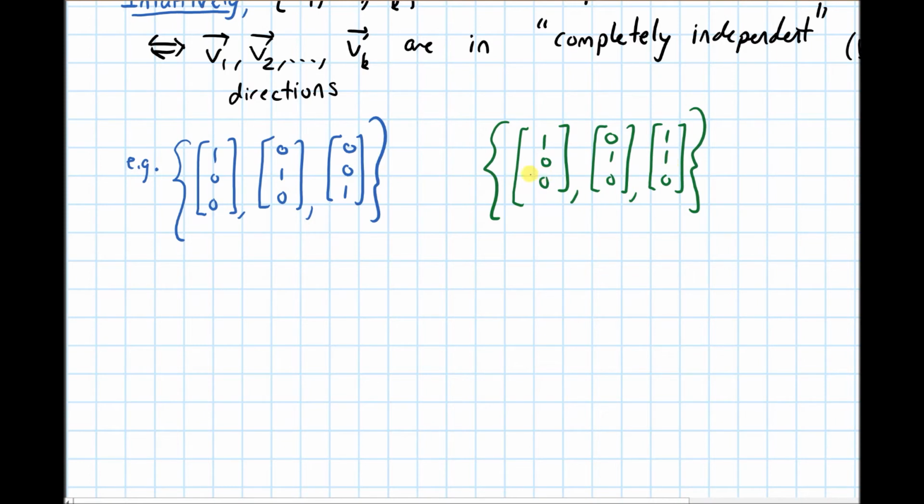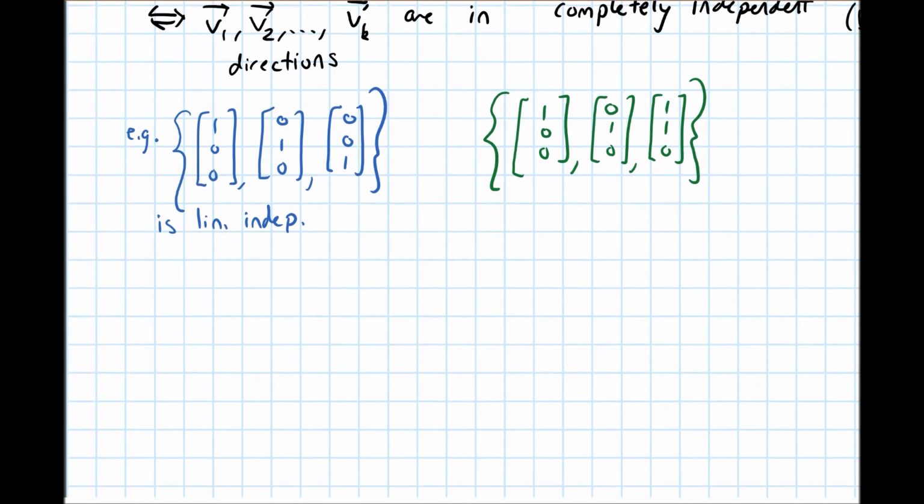And then I have this green set, where the last vector is different. It's just changed to (1, 1, 0). So I want to answer: are these vectors linearly independent or dependent? It turns out this first set is linearly independent. They are in completely independent directions.